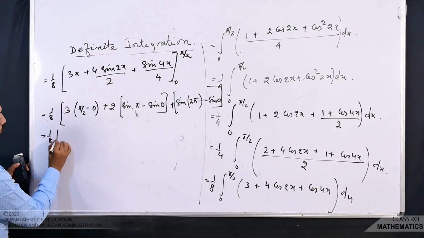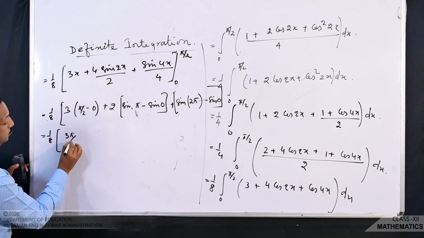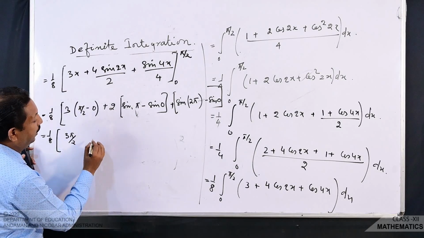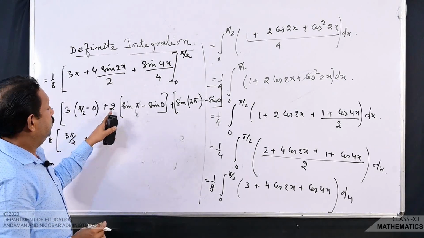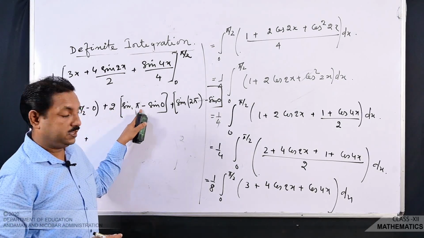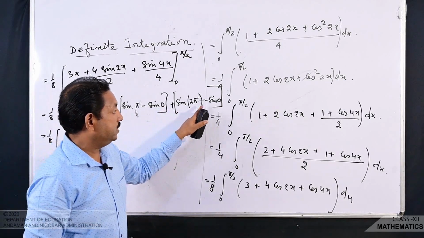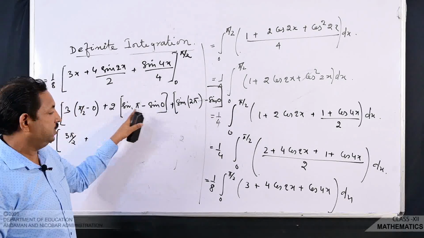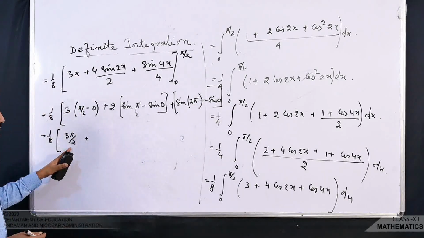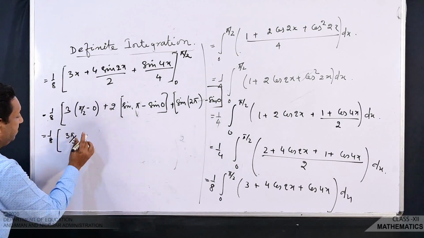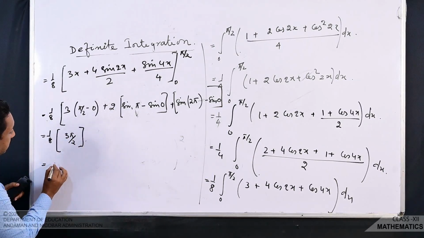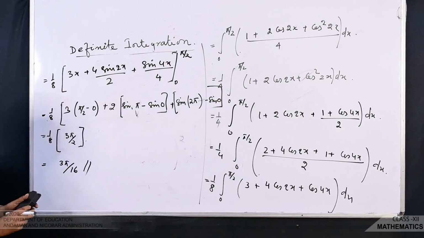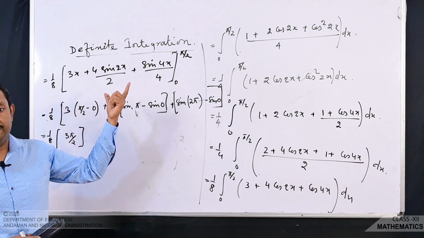3 pi by 2 from here, and what you get from here, that is 2 times sin pi minus sin 0, that is 0 minus 0, and sin 2 pi minus sin 0, that is 0 minus 0. So, everything will be 0 here, this term will be 0, this term will be 0. So, you will remain with this one only. So, your final answer will be 3 pi by 16. This is the value of this integration.